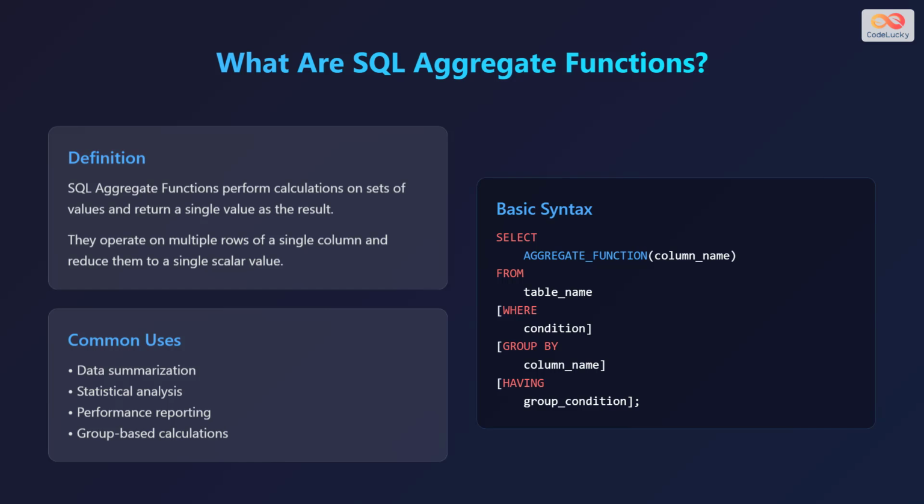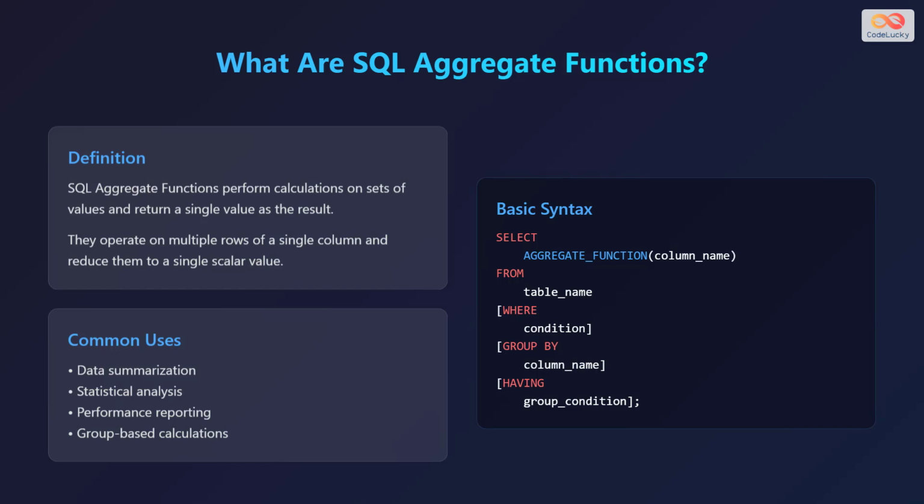They operate on multiple rows of a single column and reduce them to a single scalar value. Some of the common uses of aggregate functions include data summarization, statistical analysis, performance reporting, and group-based calculations.